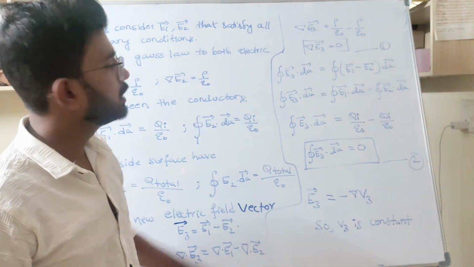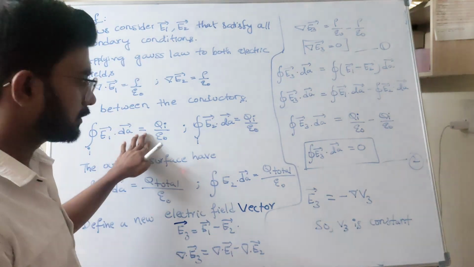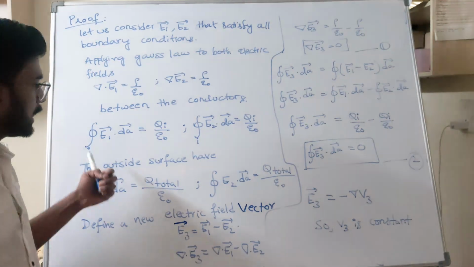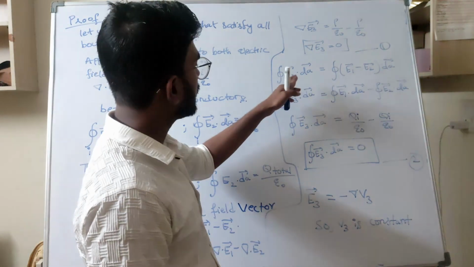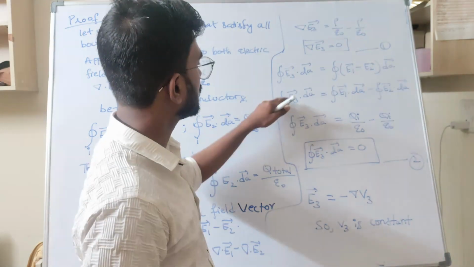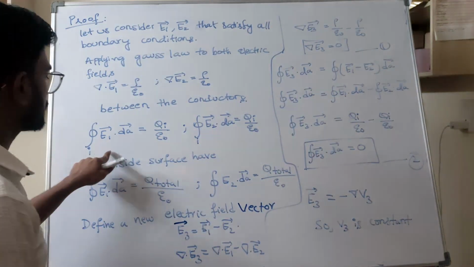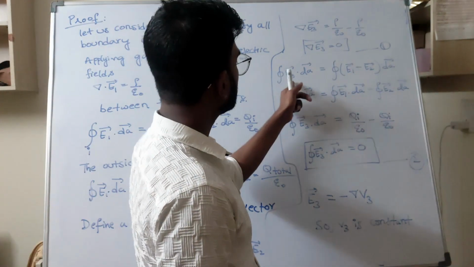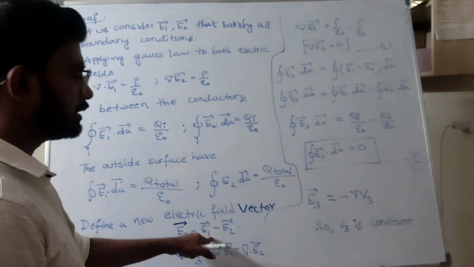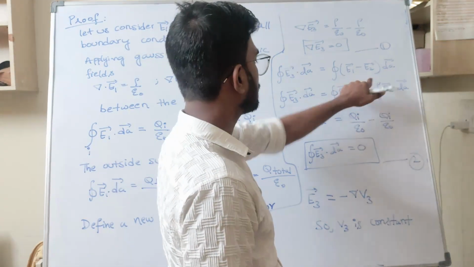Up to here clear? Now again I am going to the integral form; this was the differential form. In the integral form, the surface integral of E3 bar dot dA bar, I substitute E3 as E1 bar minus E2 bar.